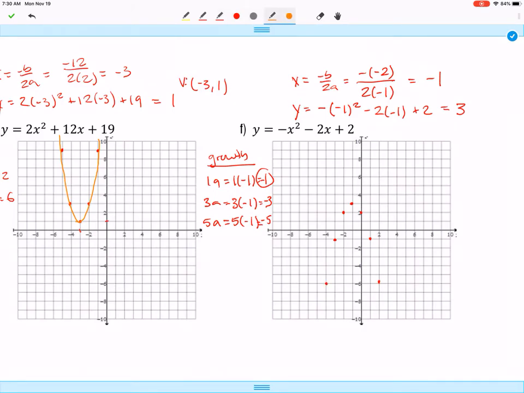And then from there, we can draw our parabola. Something like that. Okay? All right, if you have any questions, let me know. That'll be great.